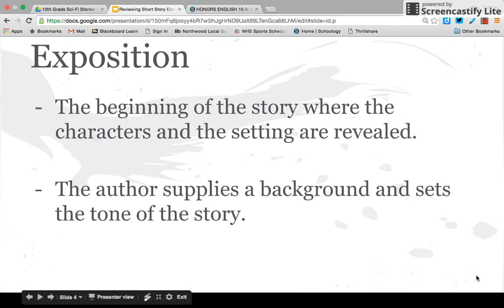Exposition is the proper term for the first part of plot. The exposition is the beginning of the story, and this is where we learn about who the characters are and their settings. This is also where the author generally supplies some background information and sets the tone of the story. Is it a scary story? Is it going to be a really lighthearted story? We learn all of this in the exposition.